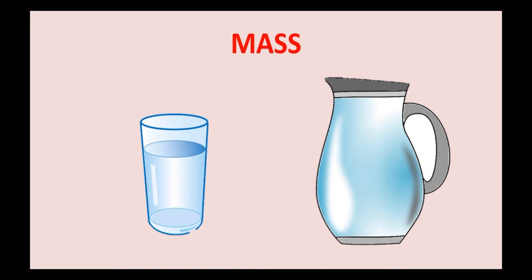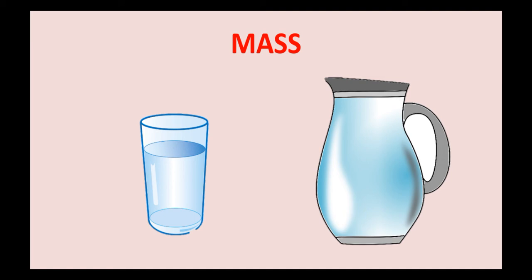Before we move on to the measurement of mass, it is important that we first understand the meaning of mass. Now, if I ask you which one of the two will feel heavier, I have a jug of water and over here I have a glass of water. Obviously, the jug of water is heavier, whereas the glass of water feels lighter. Why is it so? It is because in the jug of water, the quantity of water is more, whereas in the glass of water, the quantity of water is less.